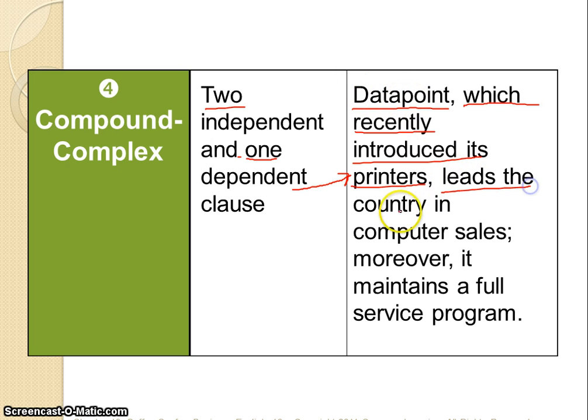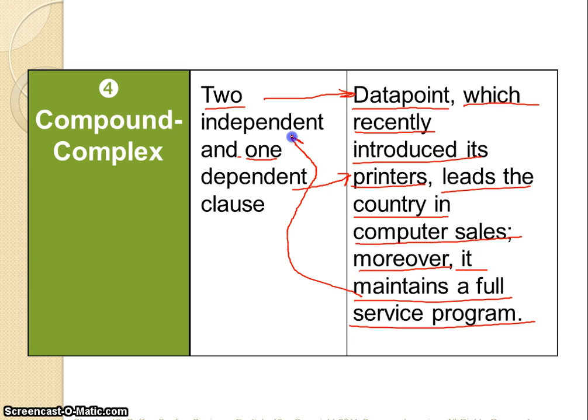Okay, Data Point leads the country in computer sales. There's one of our independent clauses. Moreover, what was moreover? It's kind of a transitional phrase. So it's not counting as a dependent clause. It's just a transition into another thought. It maintains a full service program. This is another independent clause. So we have our two independent clauses and our one dependent, and then we just have this joining the two independent clauses.